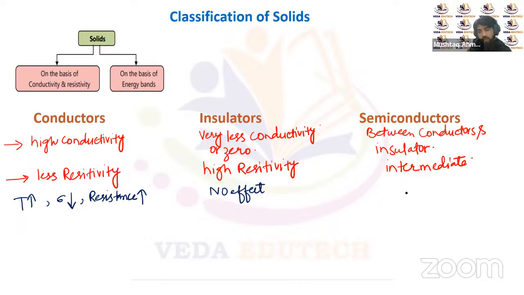But in case of semiconductors, the resistivity or the resistance decreases on increasing the temperature, right? When the temperature is increased, or we can say their conductivity increases in case of semiconductors. So it means that if we increase the temperature of semiconductors, their conductivity increases, or we can say they become good conductors of electricity, right?